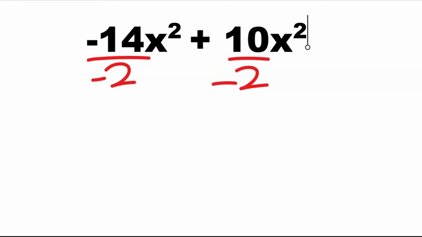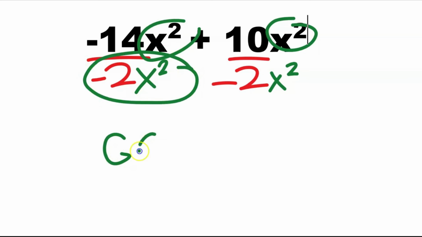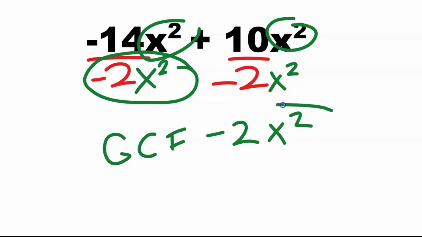Okay, so look at that leading coefficient, the number in front of the variable here. I've got negative 14. That's how I know that I'm factoring out a negative 2 and not a positive 2. Okay. Now they both have x squared, so I would say they both have a negative 2 in common, and they both have an x squared. So my GCF for these two terms would be negative 2x squared.